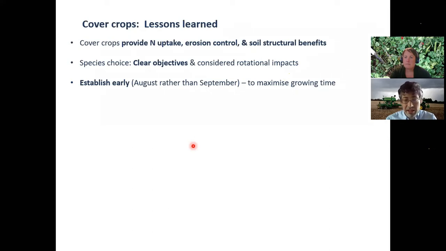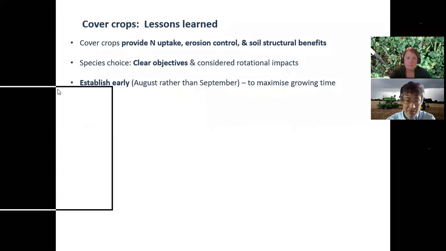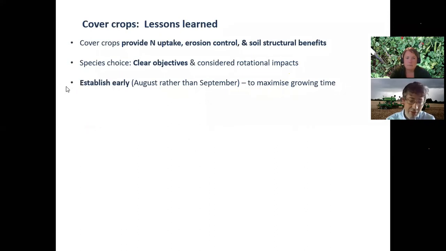Early establishment is absolutely key. I do see this as one of the major challenges of cover crops, in that particularly important window post-harvest, when we're busy with cultivations and still harvesting crops. But getting them in in August rather than September is absolutely vital for maximising the benefits in terms of growth and their recovery of nutrients from the system.